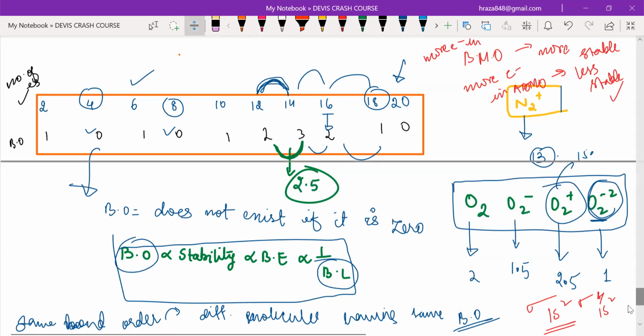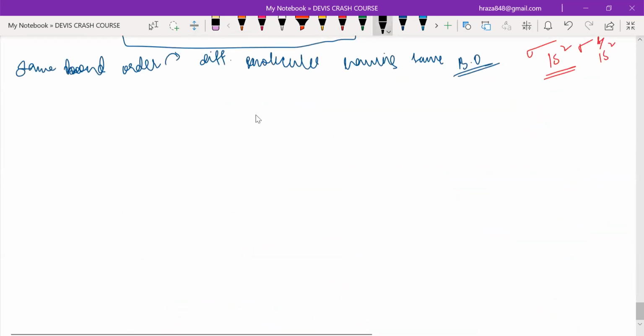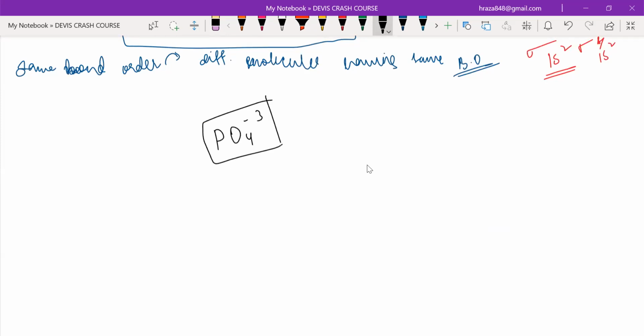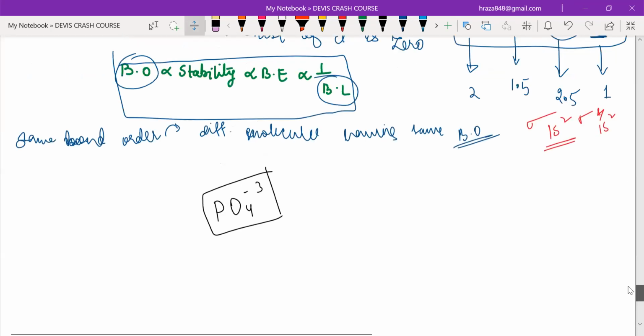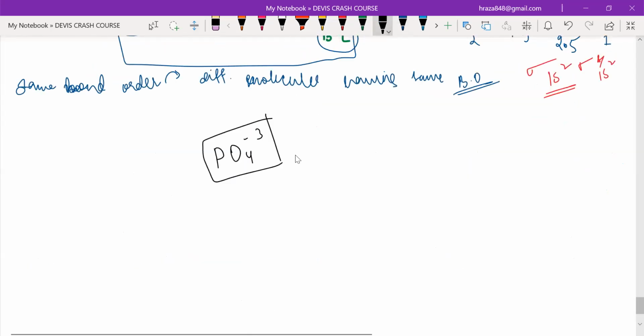There has been a question asking, can you calculate the bond order of PO4 minus 3? It is out of league, right? You cannot use the table because the table is valid only up to 20 electrons. Phosphorus alone has 15 electrons, oxygen alone has 8 electrons, and we have 4 oxygens, which exceeds 20.